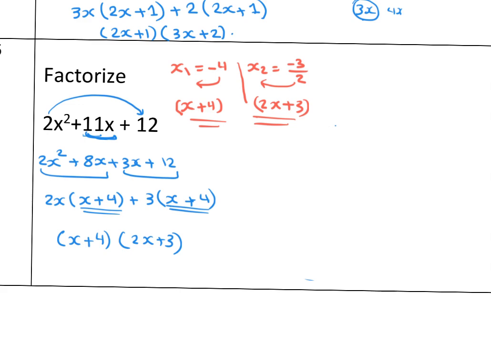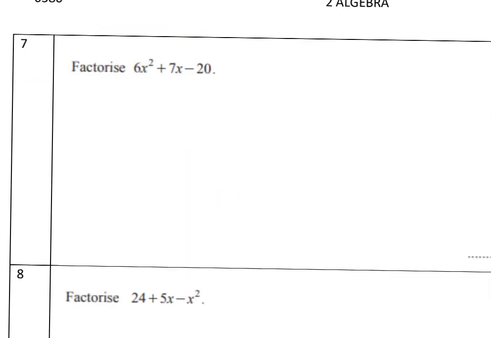But if you have a common factor, extract the common factor first. Try now, number 7. The coefficient of x squared is 6, the coefficient of x is 7, the absolute term is negative 20. So enter these coefficients in order: 6, 7, negative 20.